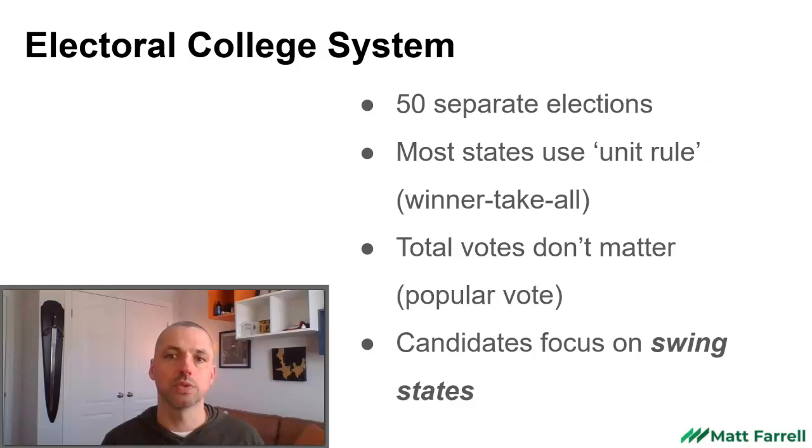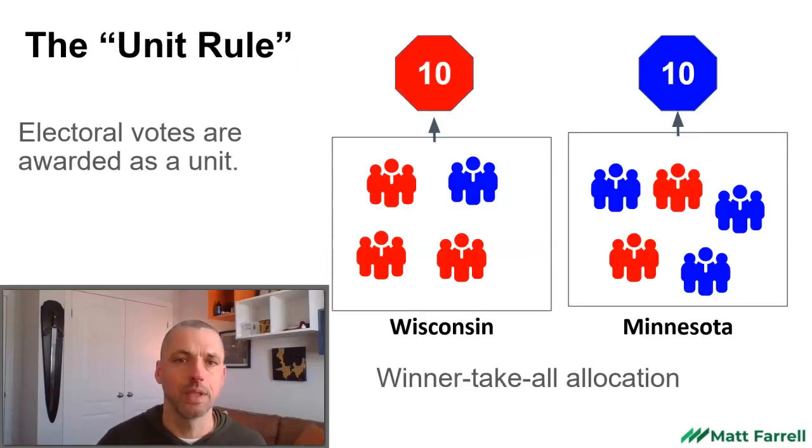Most states use what's called the unit rule. That means a winner-take-all system of allocating their Electoral College votes. So if your state is worth 10 Electoral College votes and a candidate wins that state by 1 vote, they get all of those Electoral College votes. The total number of votes, the popular vote, does not matter. What happens in a system like this is candidates end up focusing on swing states. Swing states are competitive states that could go one way or the other.